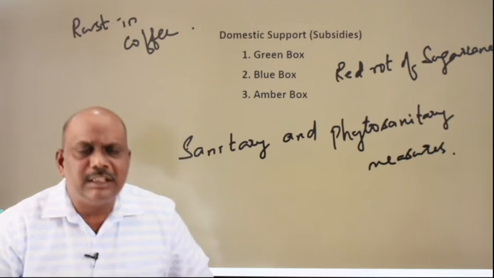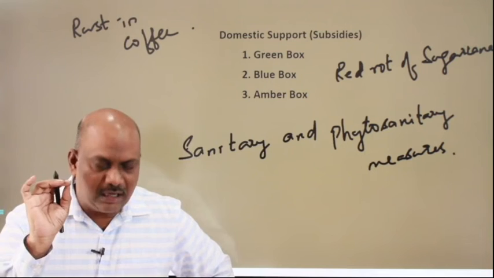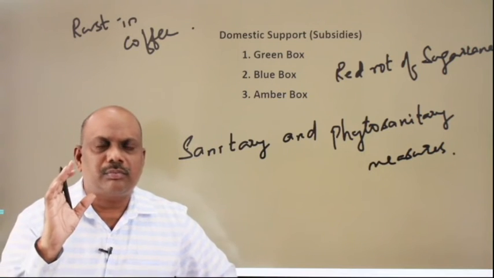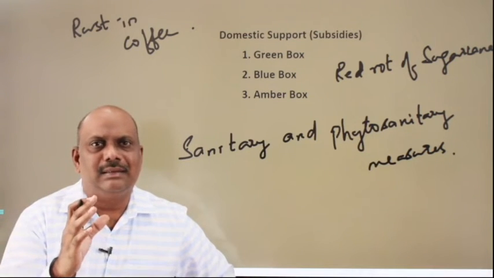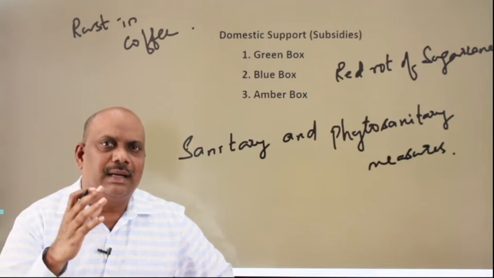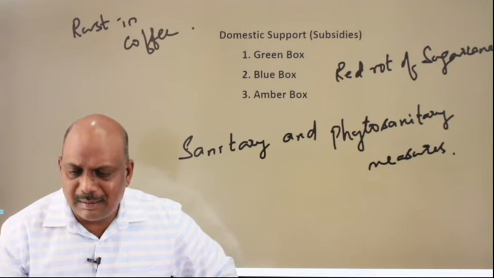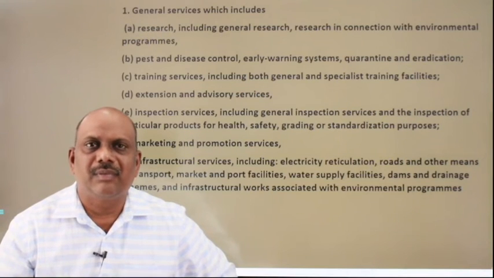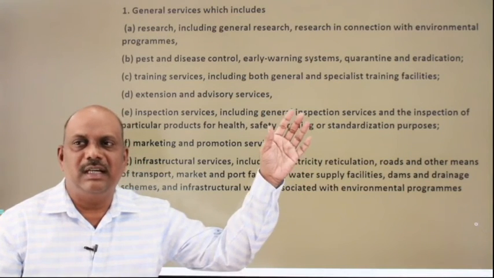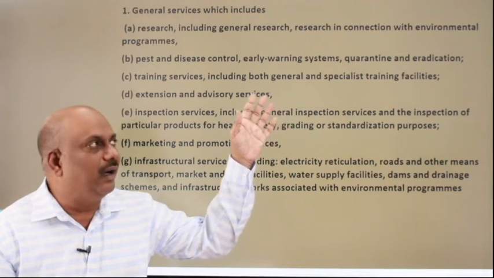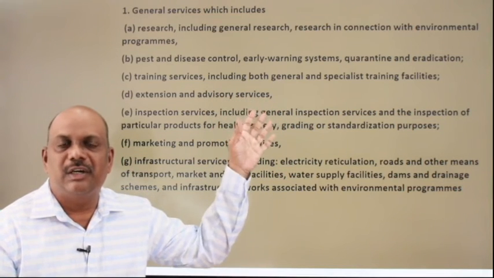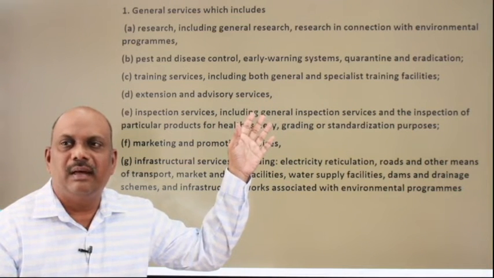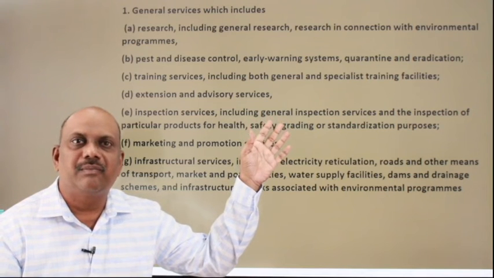Though it is mentioned that countries need to minimize the support which they are providing under amber box, there are a number of subsidies which are permitted under this. This includes also general services like research services, pest and disease control, early warning system.